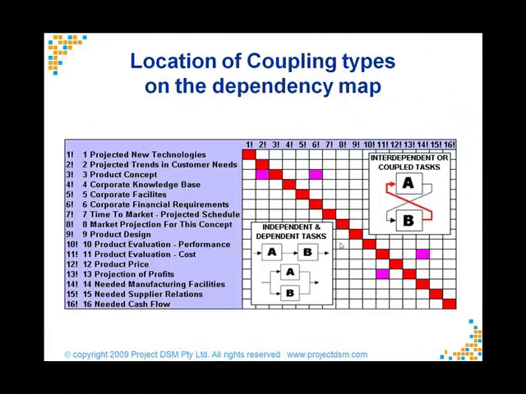The location of the coupling types is fairly interesting. There's a natural boundary in the interaction map, which is the diagonal that runs through it, and that is actually where each task essentially maps back onto itself, 1 to 1, 4 to 4, 10 to 10, 16 to 16, as the case is running down that diagonal.